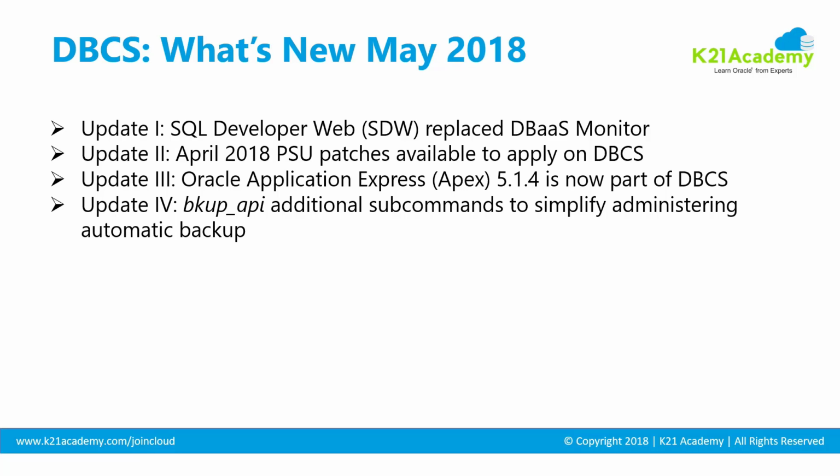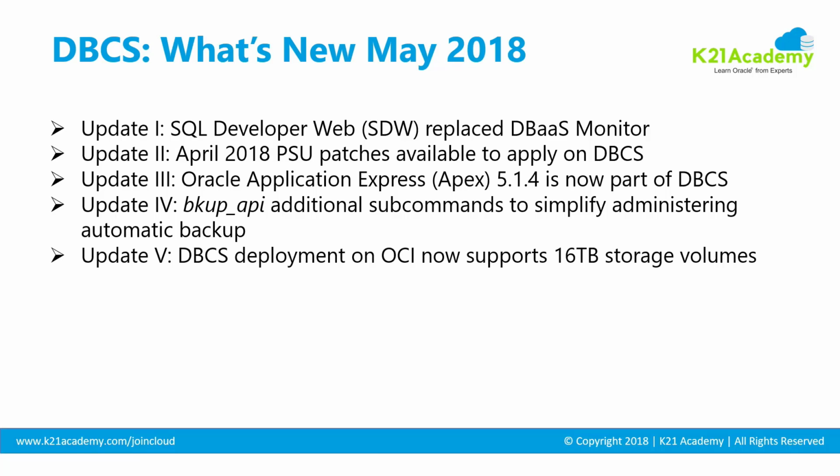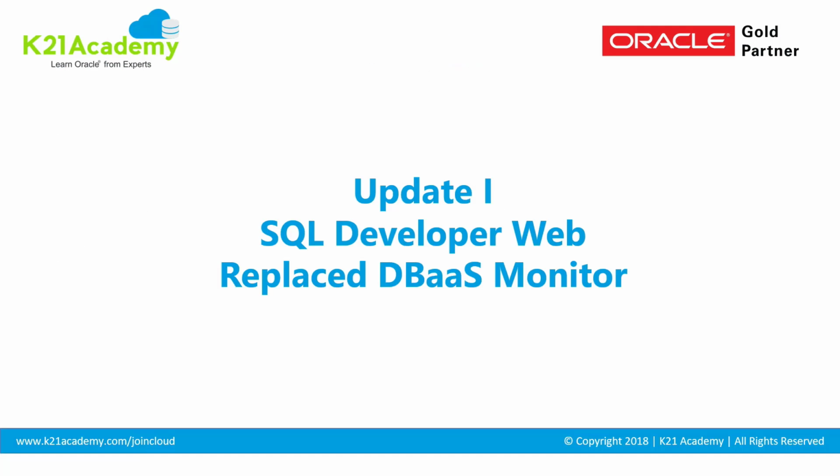Fourth, there are some additional subcommands being introduced on BKUP API, the utility to automatically back up Oracle database on cloud. The fifth and final update is related to deployment on OCI. Oracle has OCI, or Oracle Cloud Infrastructure, as well as OCI Classic. Database Cloud Service deployment on OCI now supports 16 terabytes of storage volume. So let's look at each of these in detail one by one.